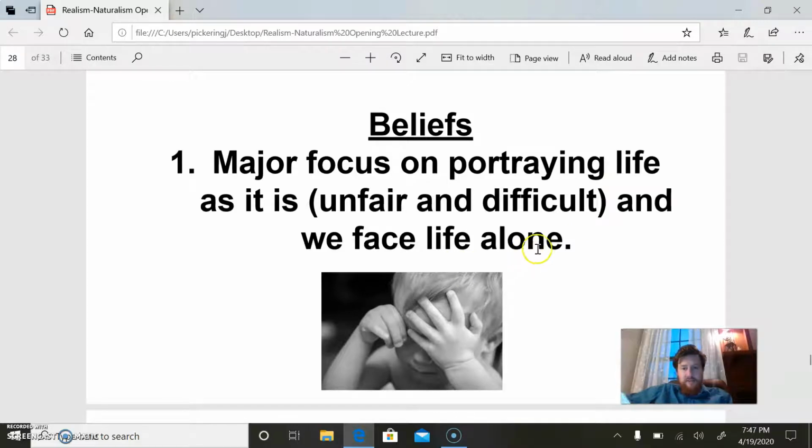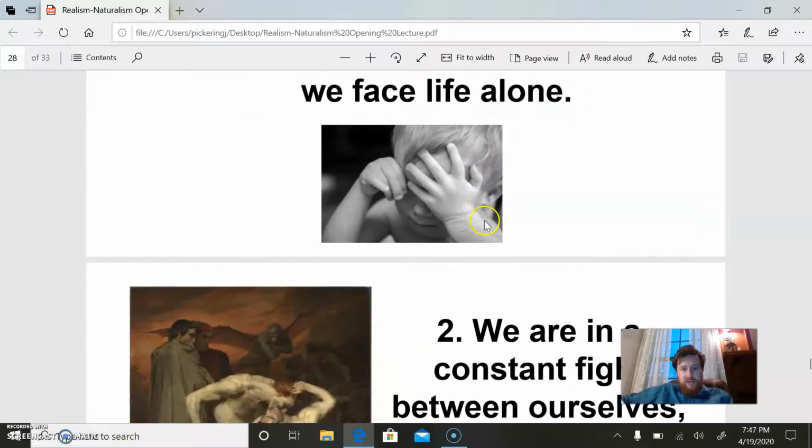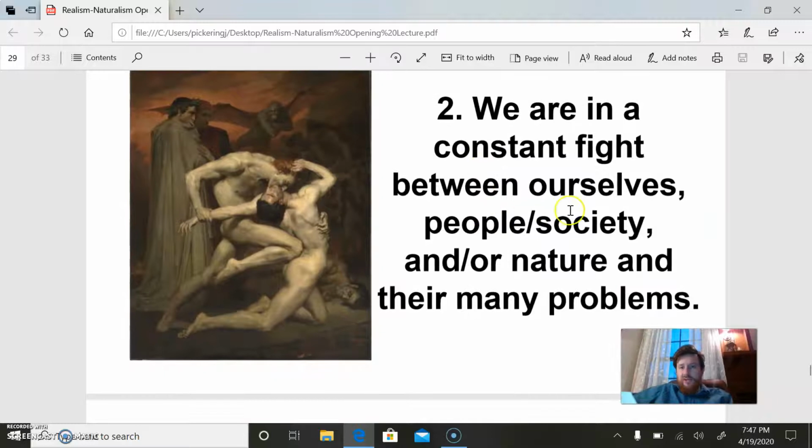Additionally, like I said, we face these struggles alone. You're going to see man's loneliness and side of individualism be quite different from what we've seen before. Number two, we're in a constant fight between ourselves, people, or society, and our nature and the many problems. So we find conflict within ourselves. We are in conflict with the natural world and with society in general. Like, we're trying to figure out these problems.